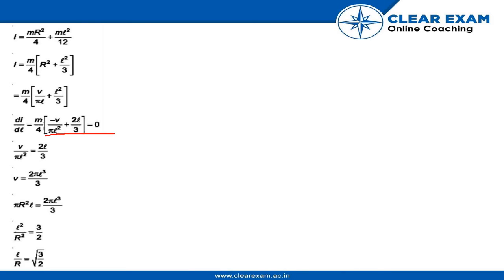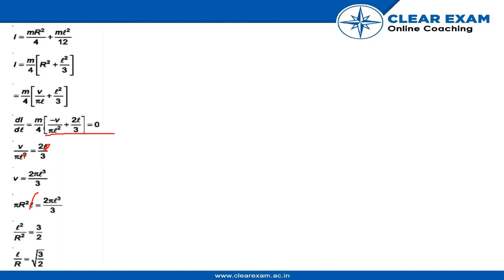Therefore, V upon pi L squared equals 2L by 3. The L will get cancelled. Therefore, V will be 2 pi L cubed by 3. Therefore, pi R squared L equals 2 pi L cubed by 3.